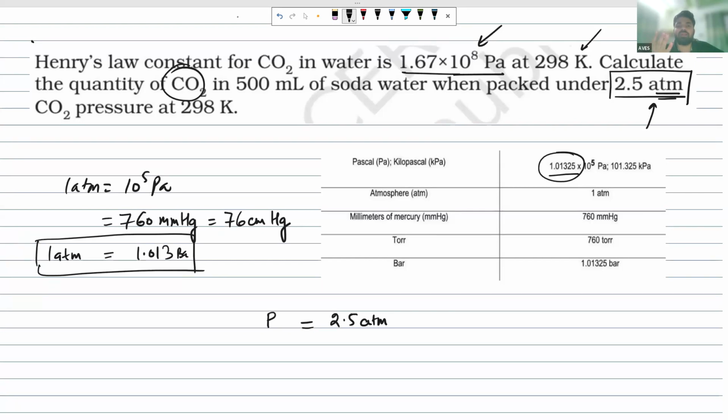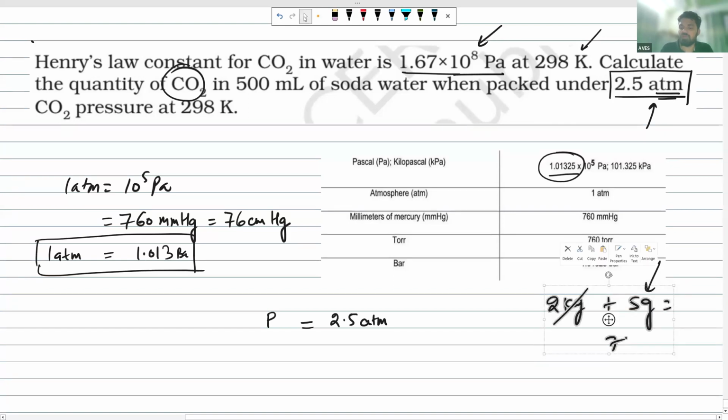Like while you are calculating, if you are putting one value in grams, the other value should also be in grams. You cannot add 2 kg to 5 gram and say it gives 7. You have to convert this one into kg, or convert that one into grams. You have to make the units the same so that the calculation can be right. You understood what I'm saying?